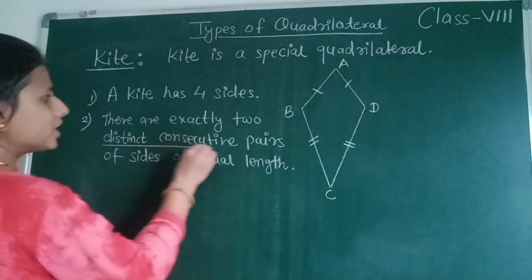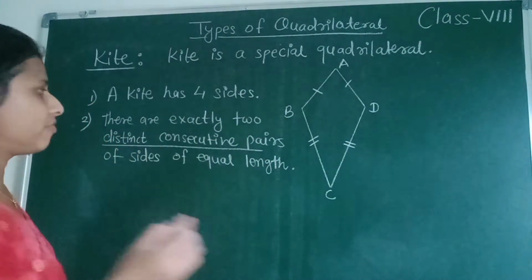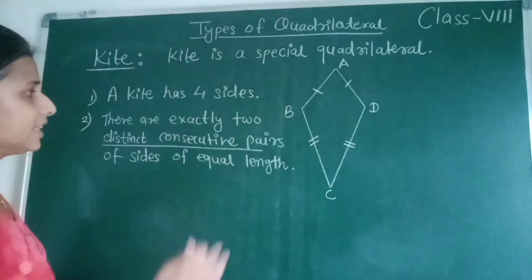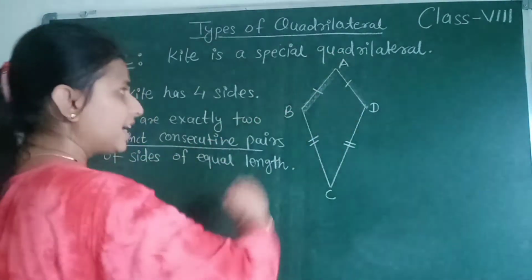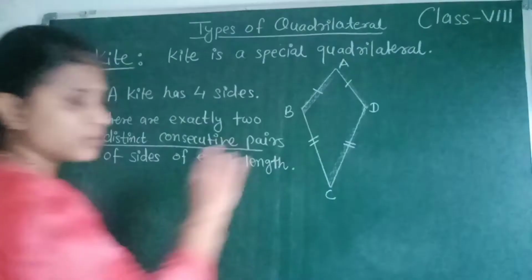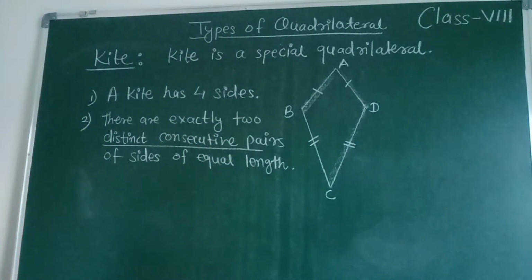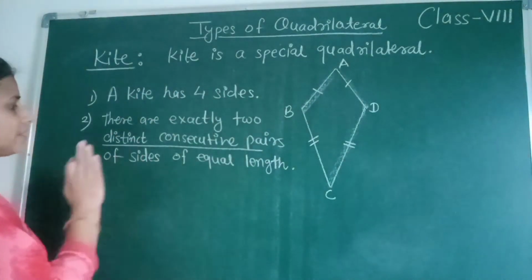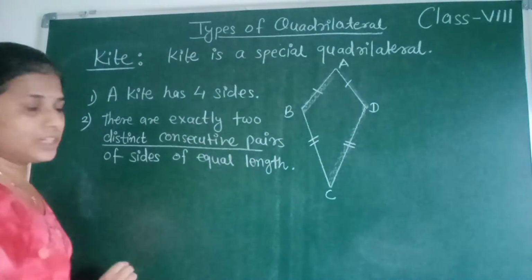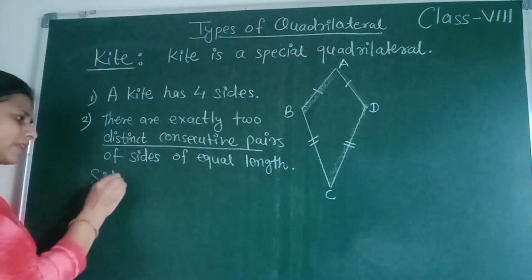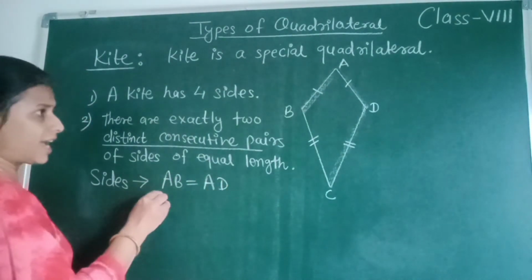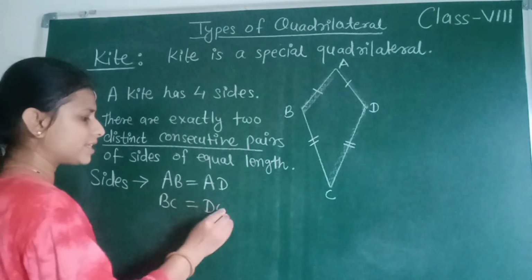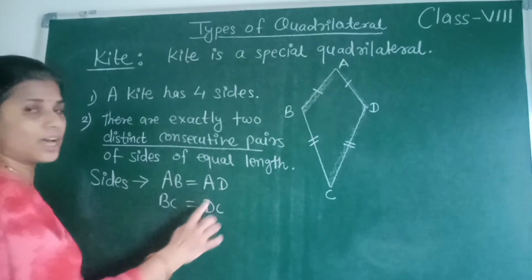What is the meaning of this, students? Distinct means different. Consecutive means pairs one after another. It means this AB side will be equal to AD and BC side will be equal to CD. So students, what property is a kite having? As you can see, consecutive pairs of sides are equal. For sides, what we can write here: AB is equal to AD and BC is equal to DC. Consecutive pairs of sides are of equal length.